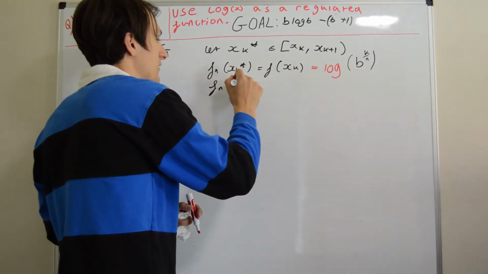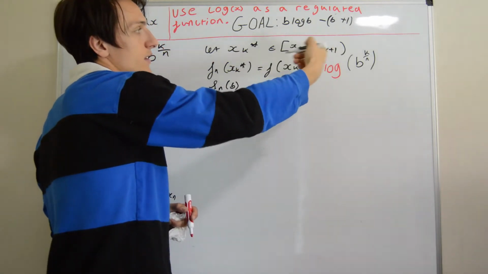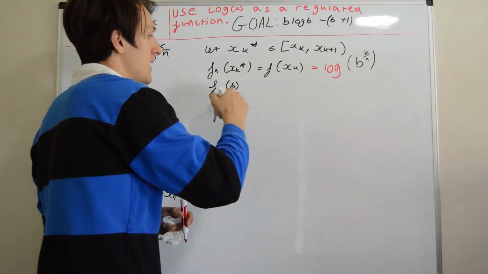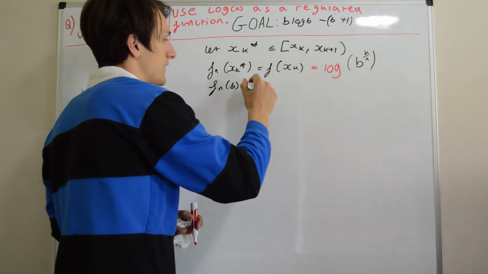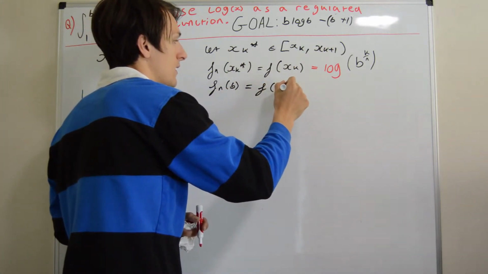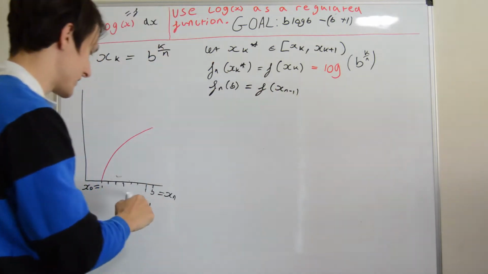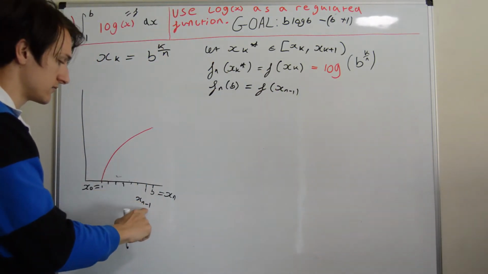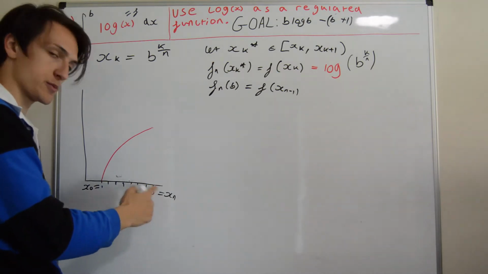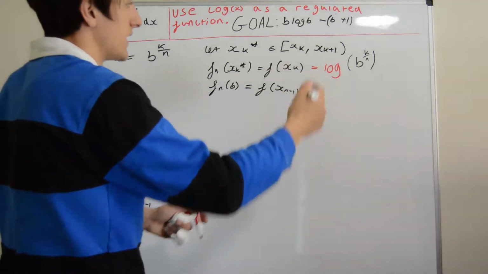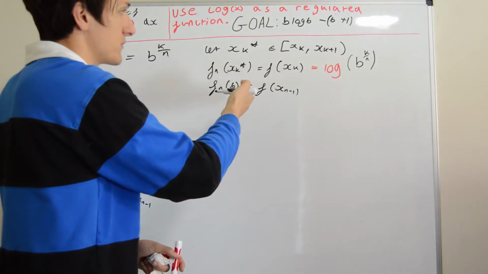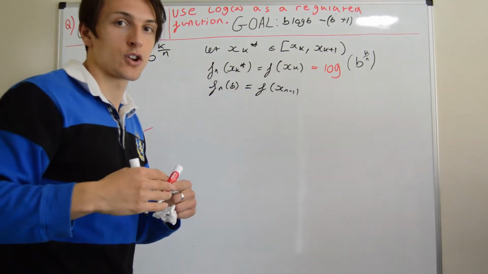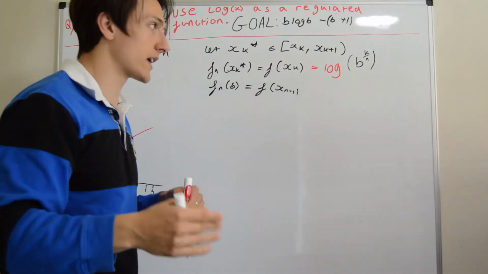This bit isn't very important, but we need to do it for completeness. Define f_n of b, because b is the only point that can't be expressed as sitting within an interval. We'll define f_n of b to be f of x_{n-1}, which is the height of log x at the partition point just before b. So there we are, this defines a step function. Then we want to show that this step function converges uniformly to log x.